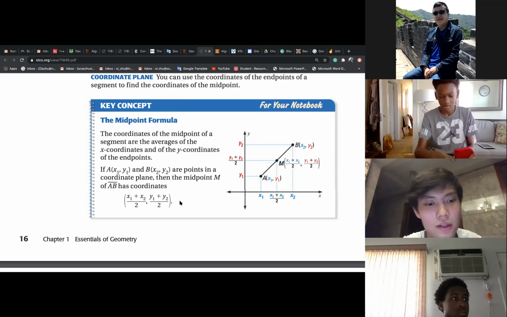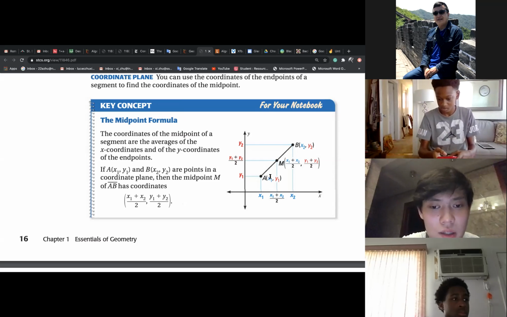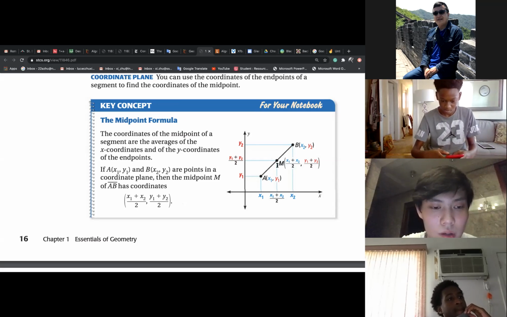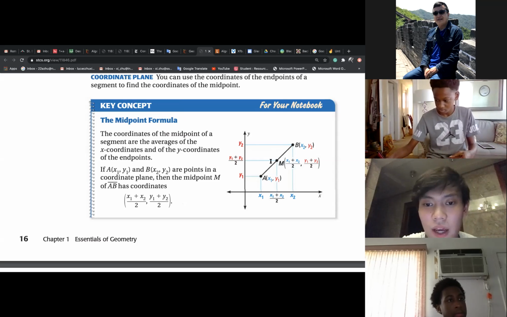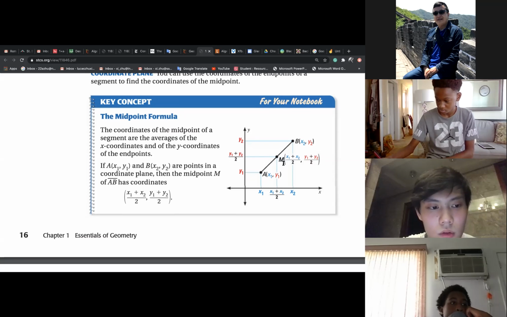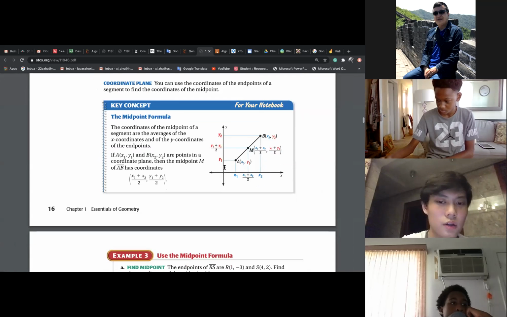Basically, for the midpoint formula, you add the x value for A and the x value for B together and divide by 2. Then you get the x value for the midpoint, point M. You do the same thing for y: you add the y values together and divide by 2, and you get the y value for the midpoint M. You're definitely going to use that during the test.